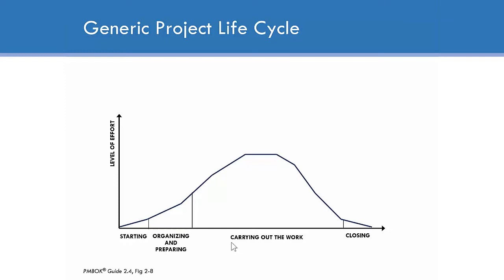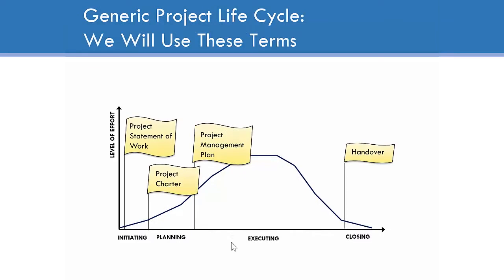What can differ quite a bit is that big section in the middle called carrying out the work. It could just be one phase, you might call it execution, or it could be quite a number of phases. Another question is, do you have, at the end of each phase, a phase gate or a stage gate or not? We'll talk about those in a few minutes. So in this series of video clips, we're going to assume this life cycle, and we'll use these names to be consistent with the project management body of knowledge.